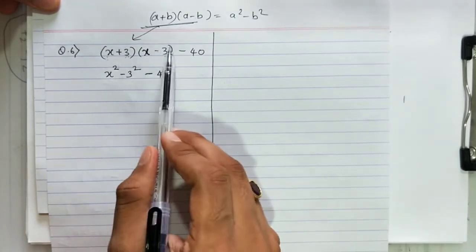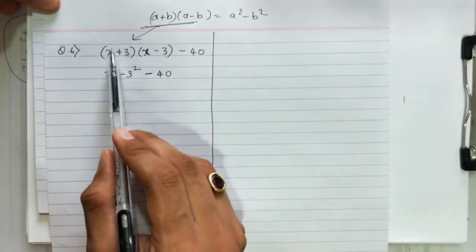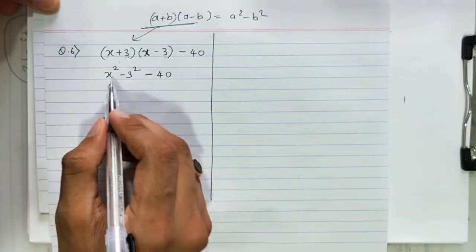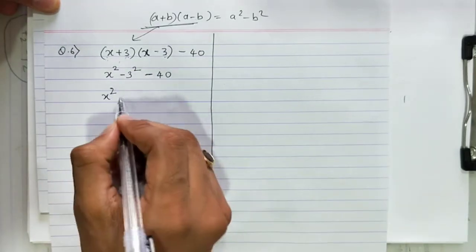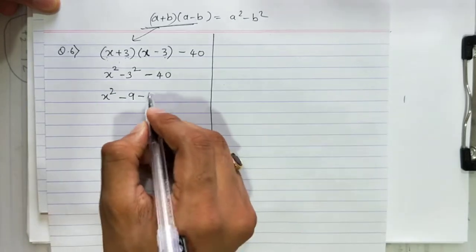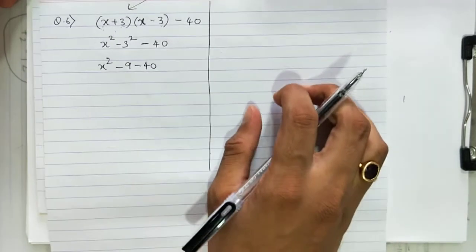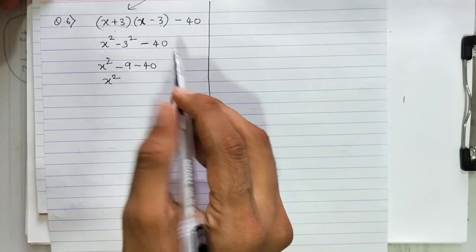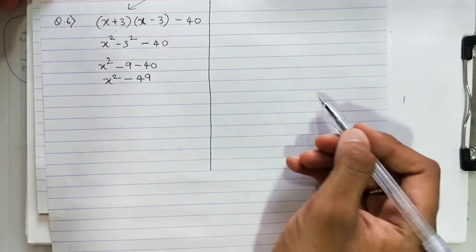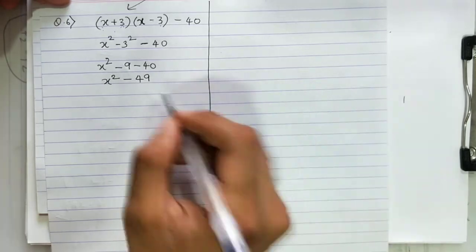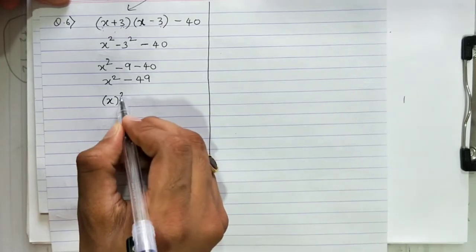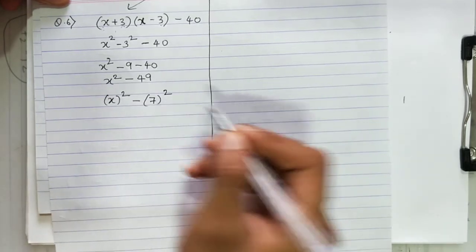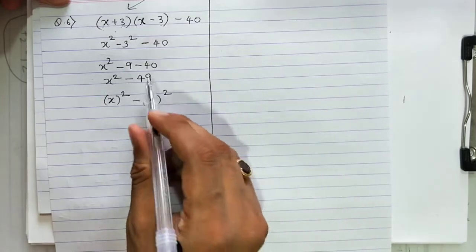A plus b, a minus b is a square minus b square. So x plus 3, x minus 3 is x square minus 3 square. Let's solve this. x square will remain as it is. 3 square is 9 minus 40. Then x square minus 9 minus 40 is x square minus 49. Correct? Now this can be written as x square minus 7 the whole square. Correct? 49 can be written as 7 square.